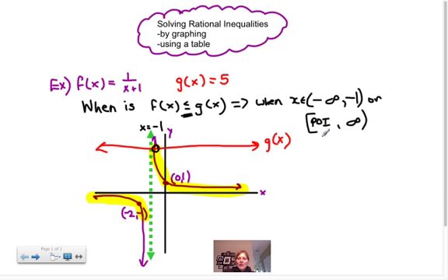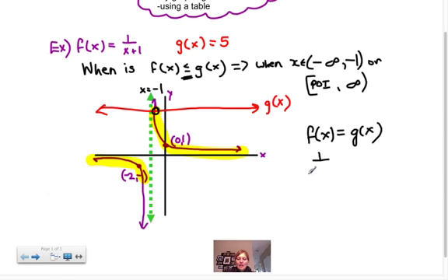So what does that mean we have to do? Well, of course, that means we have to find out what the point of intersection is. So our next step then is to set f(x) equal to g(x). 1 over x + 1, and I want to see when that actually equals 5. So I'm going to do some multiplying here. I'm going to take the x + 1 and multiply it on both sides.